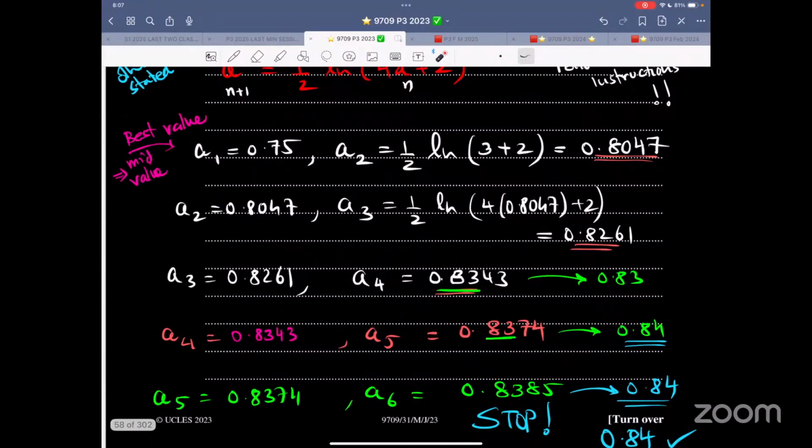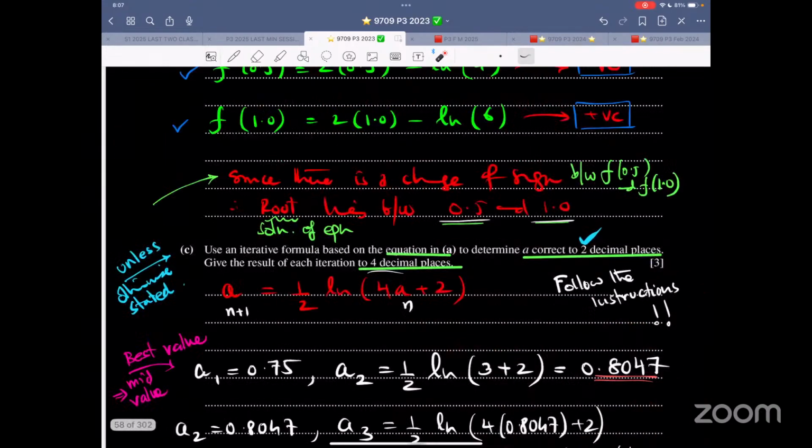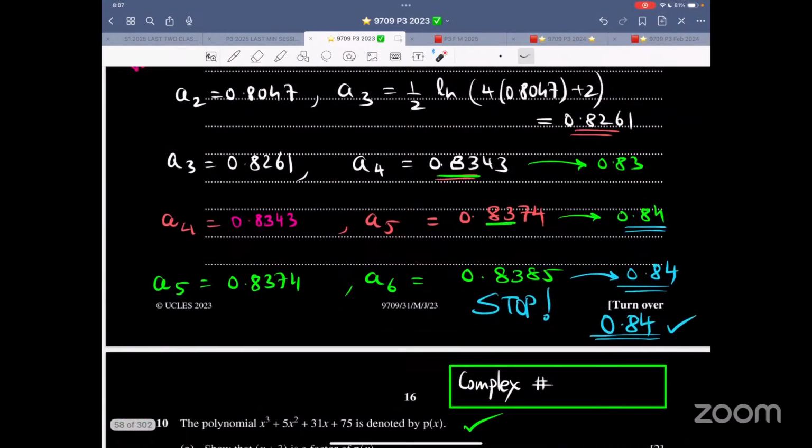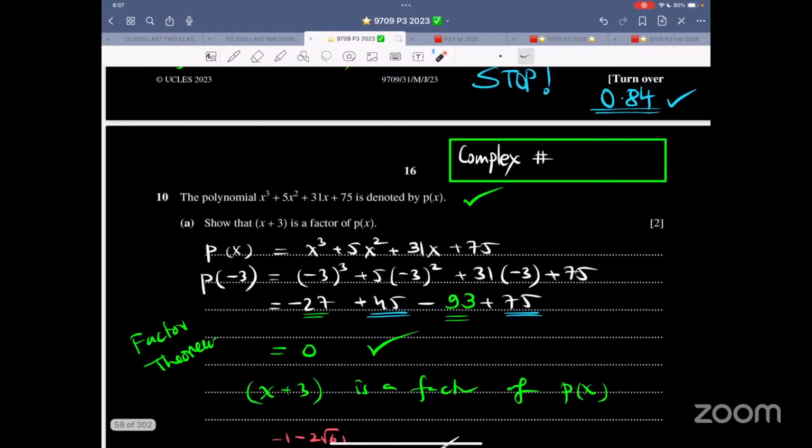Now, when the answers are very, very close, rounded off to the required level of accuracy, that is 2 dp, this is 0.83. This is 0.84. 2 decimal places. Yes, they are almost the same. So therefore, do one more step and then stop, because the exact answer is what? 0.84, correct to 2 decimal places. So now this thing is done, all done and dusted.